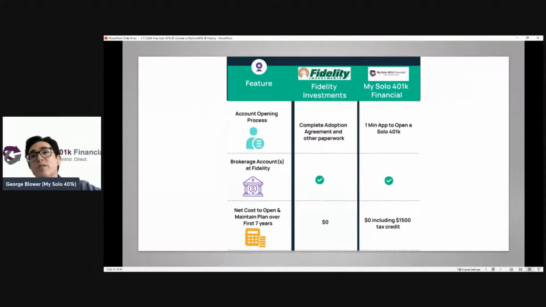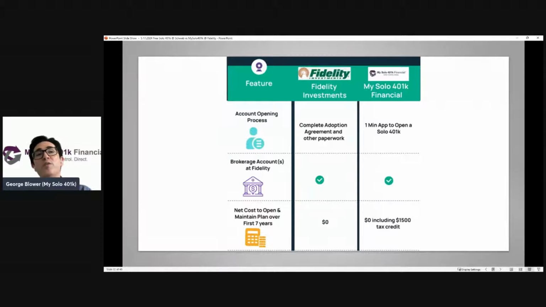So if someone goes to Fidelity, that individual would need to fill out all that adoption paperwork and other establishment documents that Fidelity provides. Whereas, of course, with us, we have a quick 1-minute application. It's just 10 simple questions to gather the information that's needed. And then we use our IRS approved documents to create the solo 401k plan for the individual's business. We prepare those documents same day, and then we guide them through the process to open up accounts at the bank or brokerage of choice, which leads us to the next feature that we want to highlight.